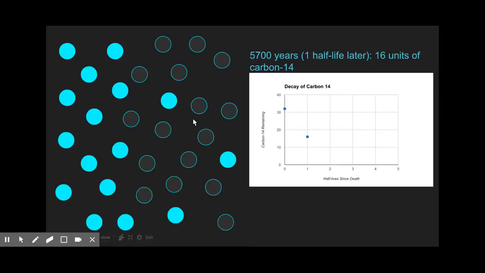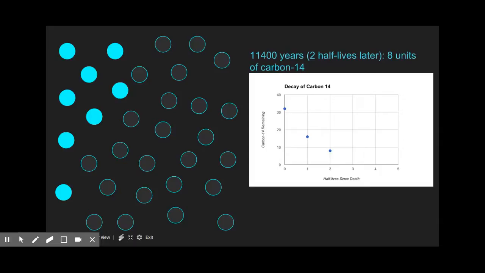So 5,700 years after that, so a total of 11,400 years, 2 half-lives later from death, 8 units of carbon-14 are still left. So again, you can see right here, half of what had been there, so half of our previous 16 units have decayed into nitrogen-14. So every 5,700 years, or every half-life, you have half the amount left over.